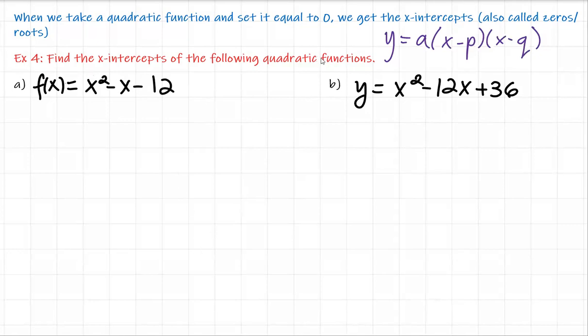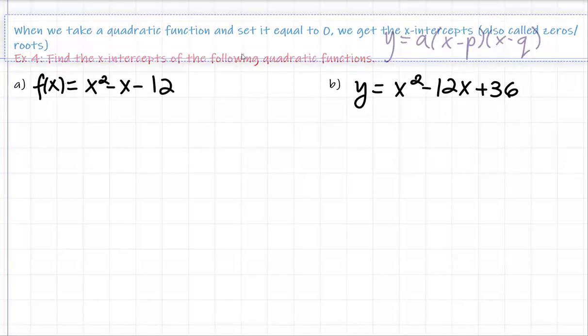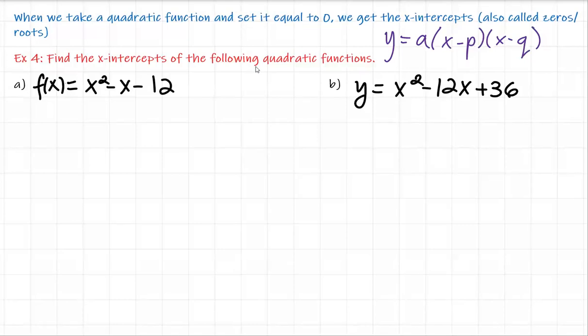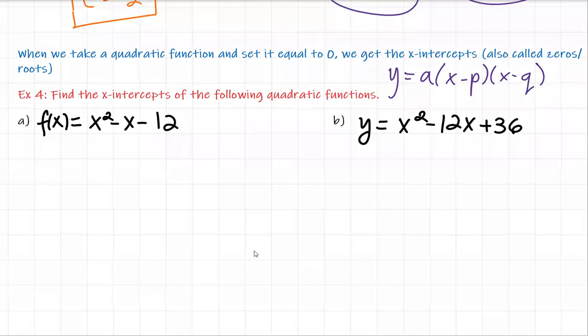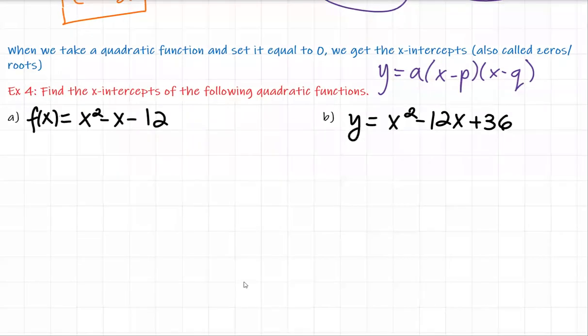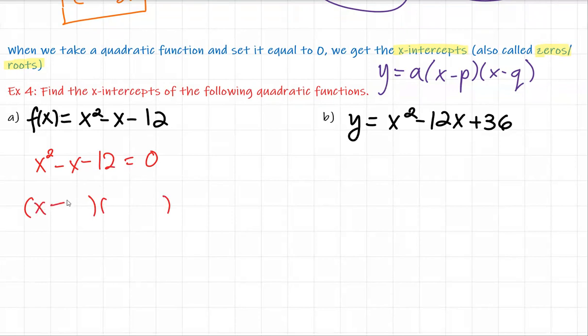Find the x-intercepts of the following quadratic functions. Well, when we take a quadratic function and set it equal to 0, we're getting the x-intercepts. And sometimes you're going to see them called zeros or roots. If you ever see those two words, know that it's the same thing as an x-intercept. So if I want to find the x-intercepts of this first one, I want to take x squared minus x minus 12 and set it equal to 0. Let's factor: two numbers that multiply to -12 but add up to -1. That's going to be x minus 4 and x plus 3, because it's -4 and +3.